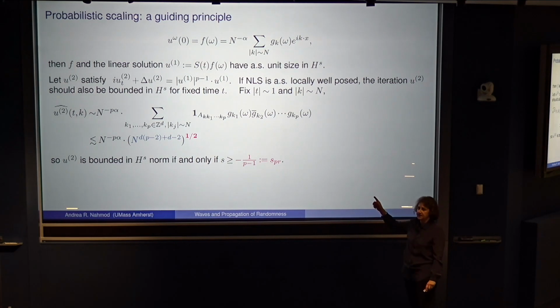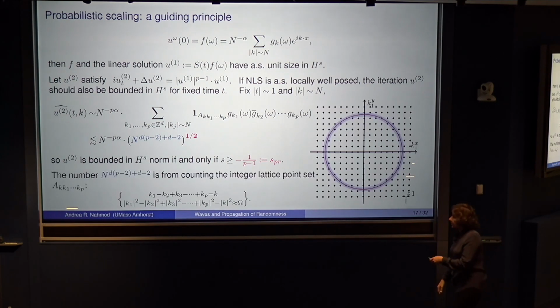Now, that deterministic scaling is much larger than this number. So what that means is that when you are taking random data, you should expect to have solutions starting with data which is much more irregular than if you were considering deterministic scalings. Okay? And so let me just tell you quickly where this number comes from.